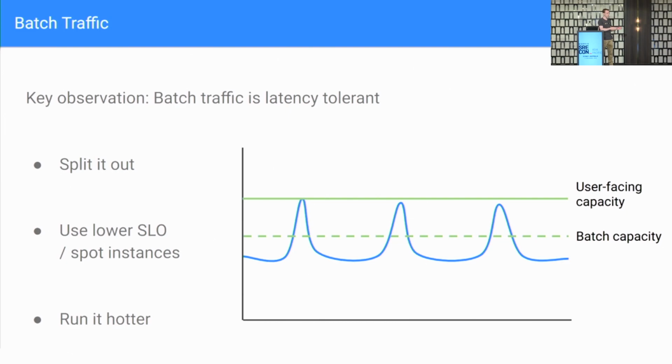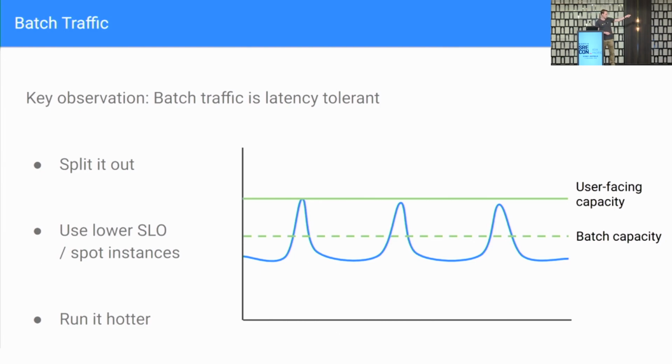So we run it against a different set of servers. And those servers, we can use a lower SLO. So maybe we want to run them on spot instances or something like that. And we can run them hotter. So we can target a higher utilization in our autoscaling setup for these servers.